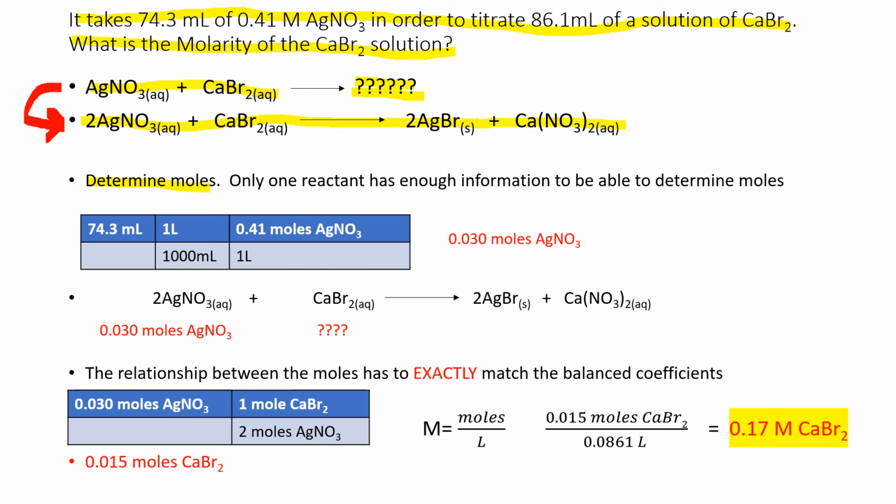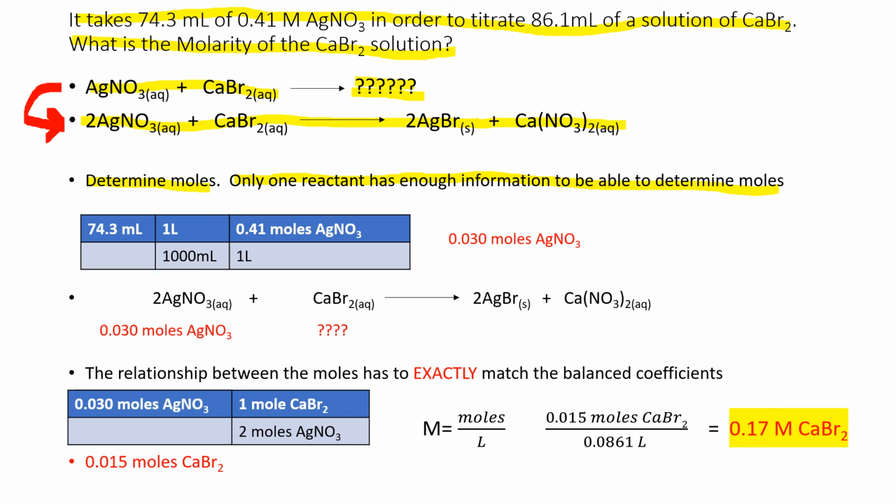But when I look at this, there's only one reactant that has enough information to be able to determine the moles. The silver nitrate, I have a volume and a molarity. That's enough to determine the moles. For the calcium bromide, all I have is a volume. That's not enough to determine moles. You can't get that just from the volume. You need more information. So the only thing I can determine the moles for at this moment is the silver nitrate. So I need to go ahead and do that.